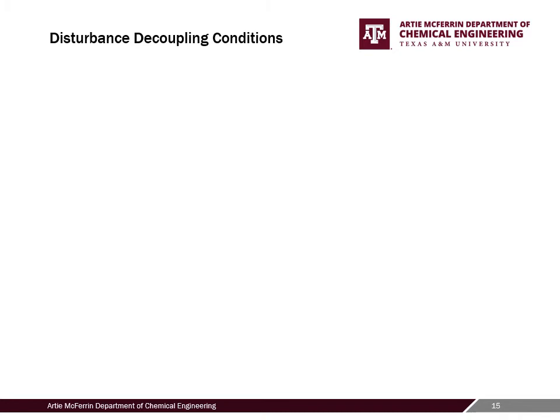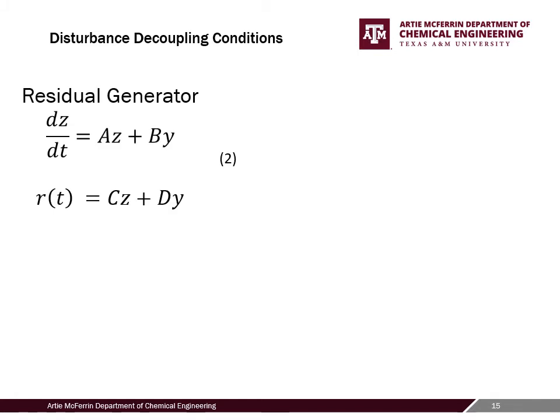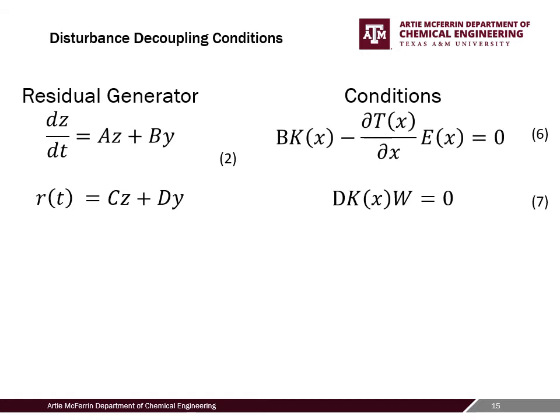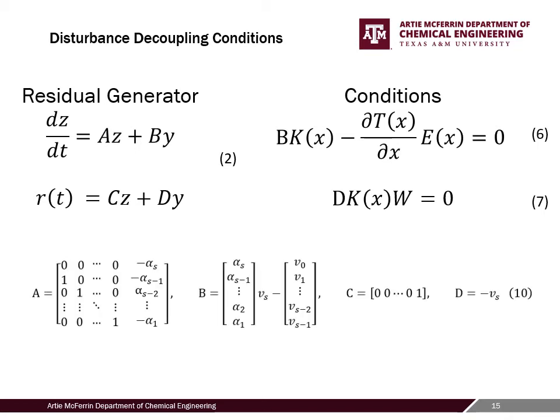Now we'll look at a proposition for the disturbance decoupling condition. But before that, I would like to reiterate that for the disturbance decoupling condition to hold, we would like the residual generator given by 2 to satisfy conditions 6 and 7. And it is also to be noted that A, B, C, and D satisfy the functional observer conditions, and hence they are given by equation 10.